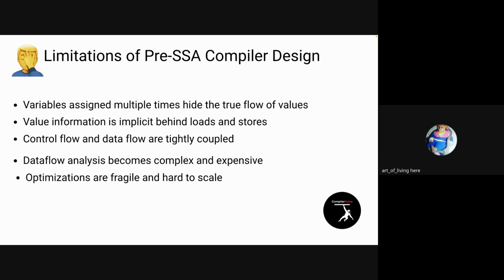The optimization is fragile. Fragile means I change a little bit of code and it modifies a lot of things, or it's not doing what we want, it's doing something else. So that's what fragile means here, and it's very hard to scale. So these are some limitations.